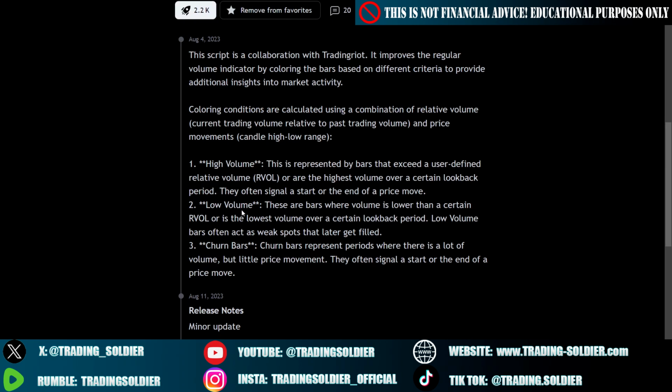Then we have the low volume bars, okay? Here Leviathan says that low volume bars oftentimes act as weak spots that later get filled. So this is often when the price pumps to one side and then comes back to refill this inefficiency. And then we have the churn bars, which are represented in red in the indicator by default. Oftentimes this signals a start or end of a price move.